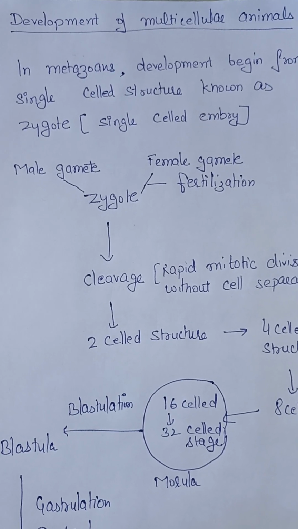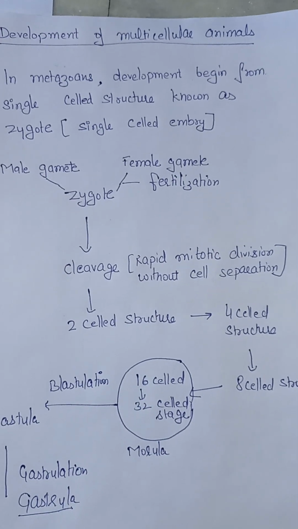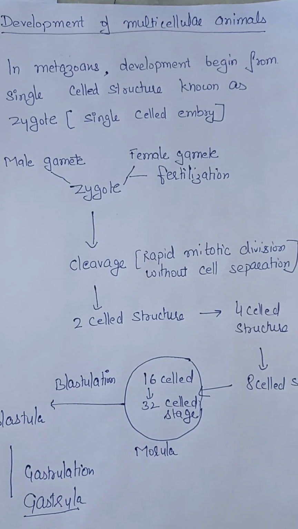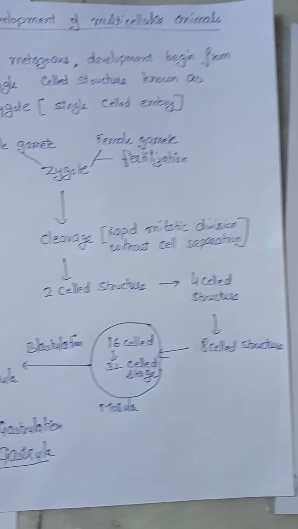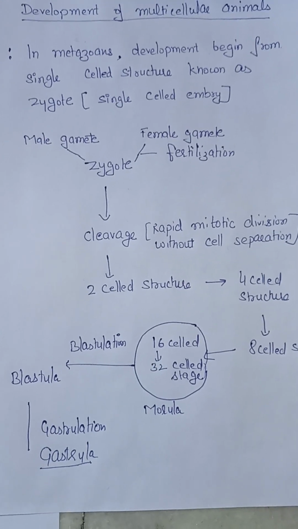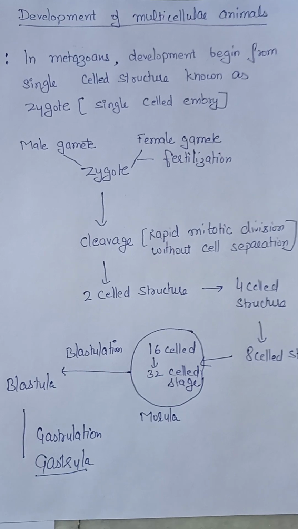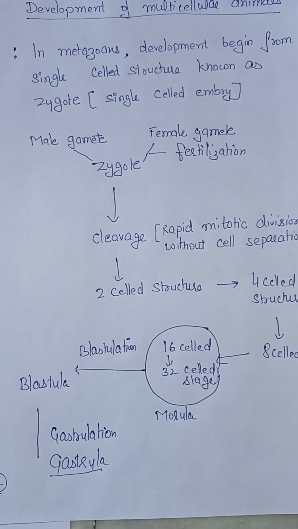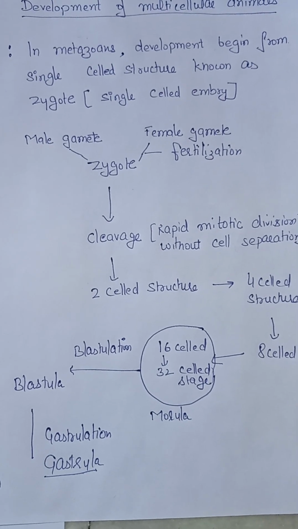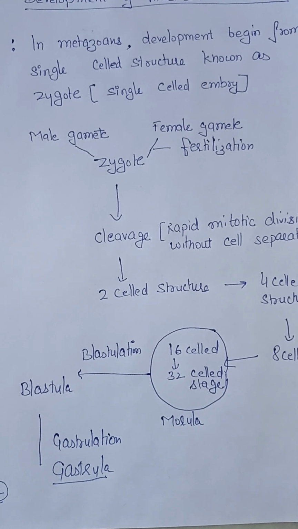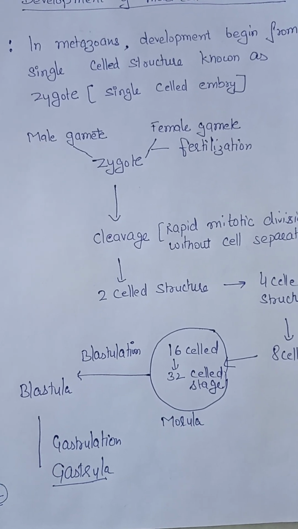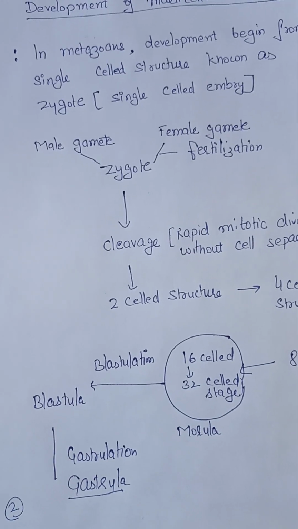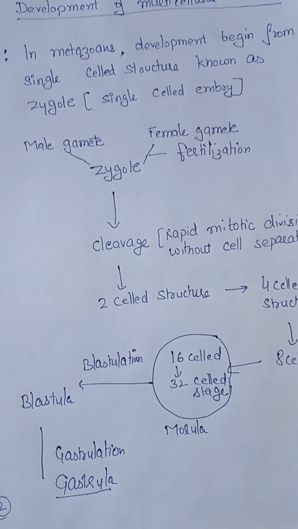The zygote is a diploid cell and it undergoes a rapid set of mitotic divisions, an event known as cleavage, which results in a two-cell structure followed by a four-cell structure, then 8-cell, and 16 to 32-cell structures. Between the 16 and 32-cell structure, this embryonic stage is known as the morula. Thereafter, the process of blastulation results in the formation of the blastula. After blastula formation, the next process is gastrulation, which results in formation of the gastrula. So today our concern is to see what kinds of cell movements occur during the gastrulation process.